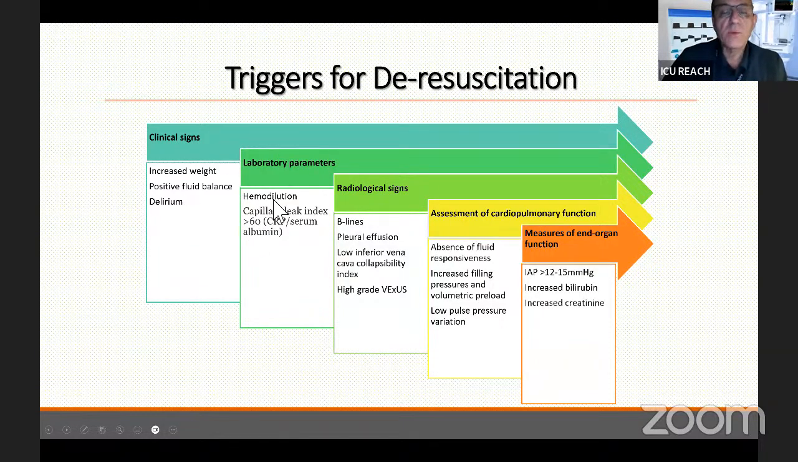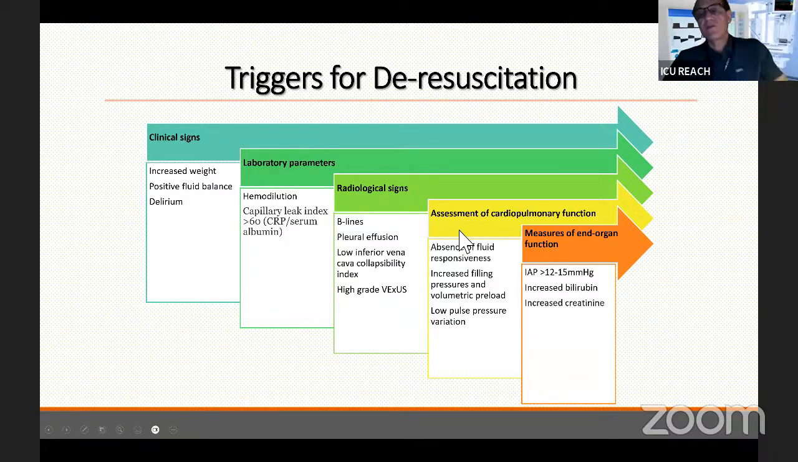If this is combined with hemodilution in the intravascular compartment, or if you have capillary leak index above 60, it may indicate that the patient is fluid overloaded. You add to that radiological signs. Take the ultrasound and look for the B-lines. Look for pleural effusion. What is the inferior vena cava? Is it collapsible or not? And you can actually look at whether you have a high-grade VExUS score or not. And we can talk about that briefly.